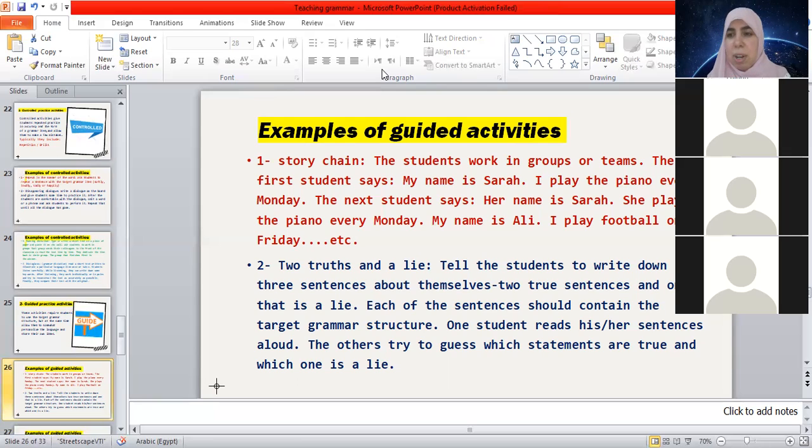Okay, the next one will say, she called her friend yesterday. She cooked the fish yesterday. She visited her mom yesterday. And I went to Cairo. I traveled to Cairo. Yes, exactly. And so on. Okay, so this is a story chain. So I invite my students to work in groups to say sentences using the target grammar structure, and so on.